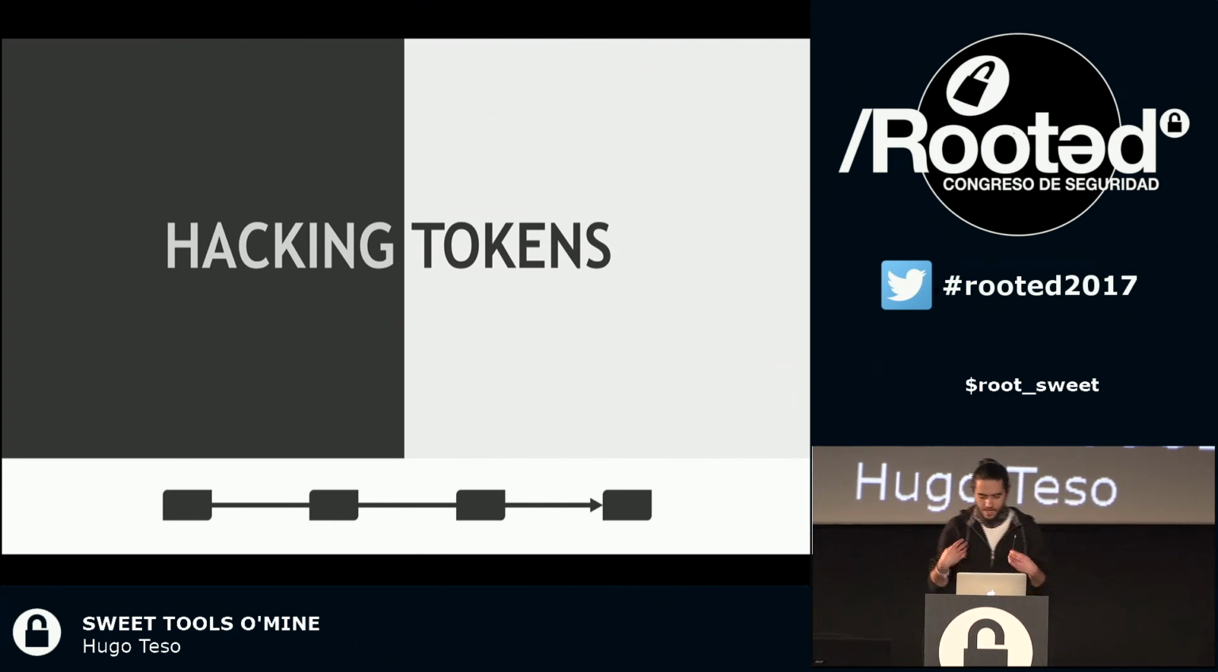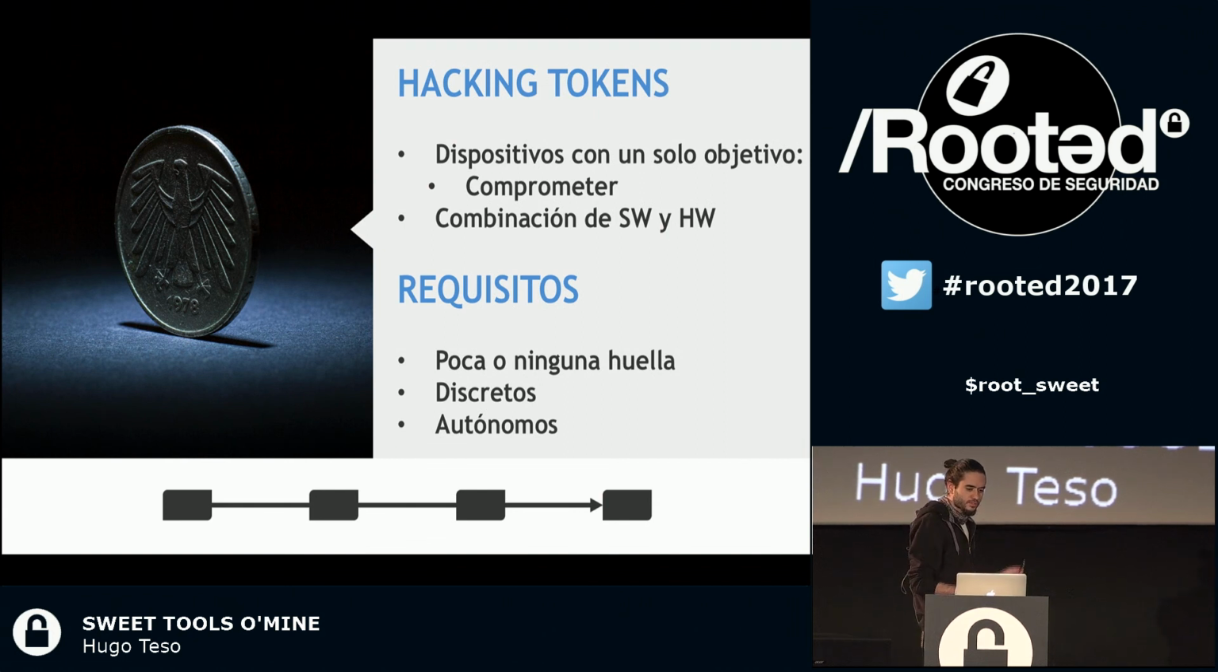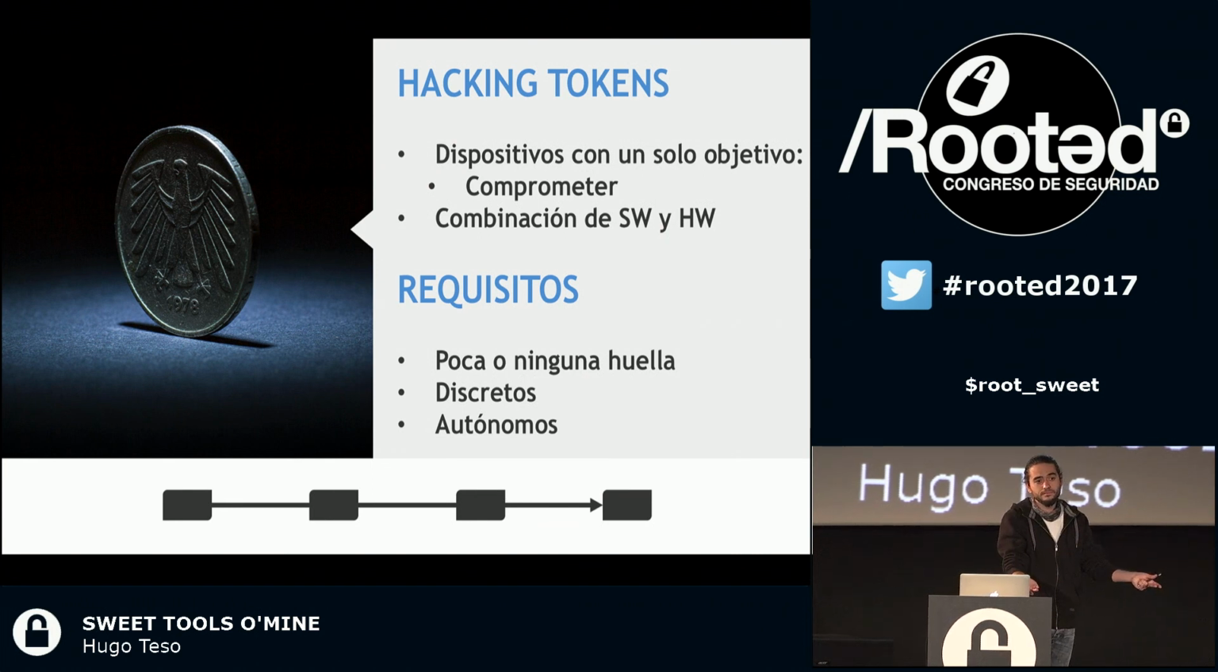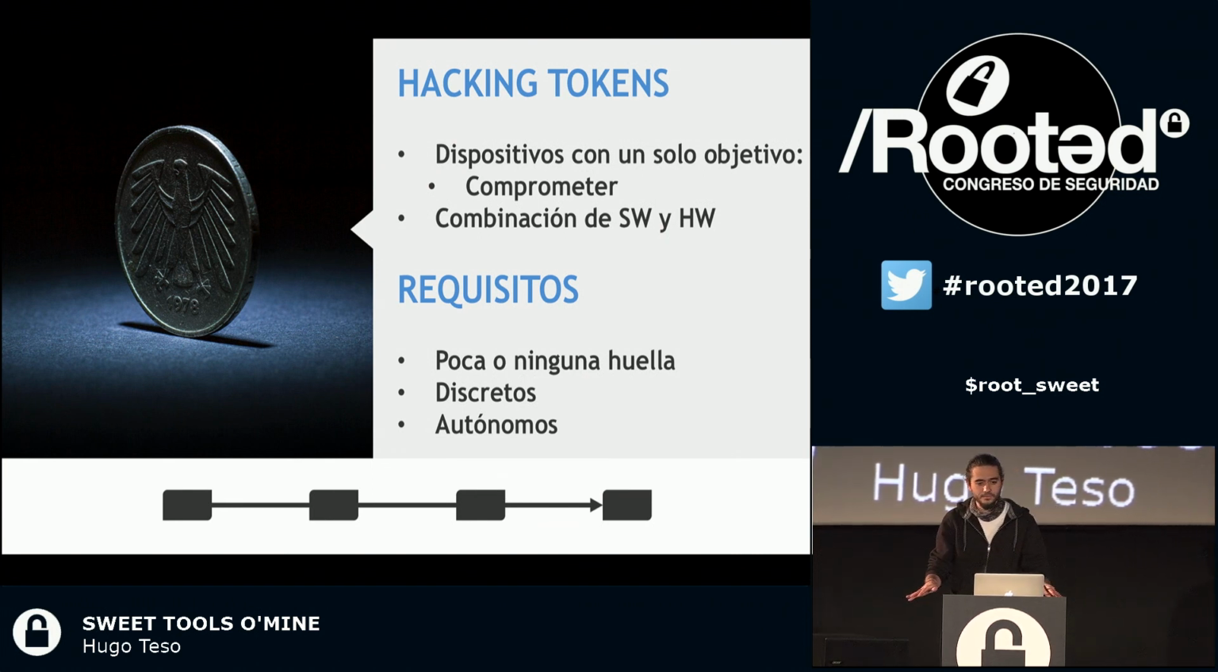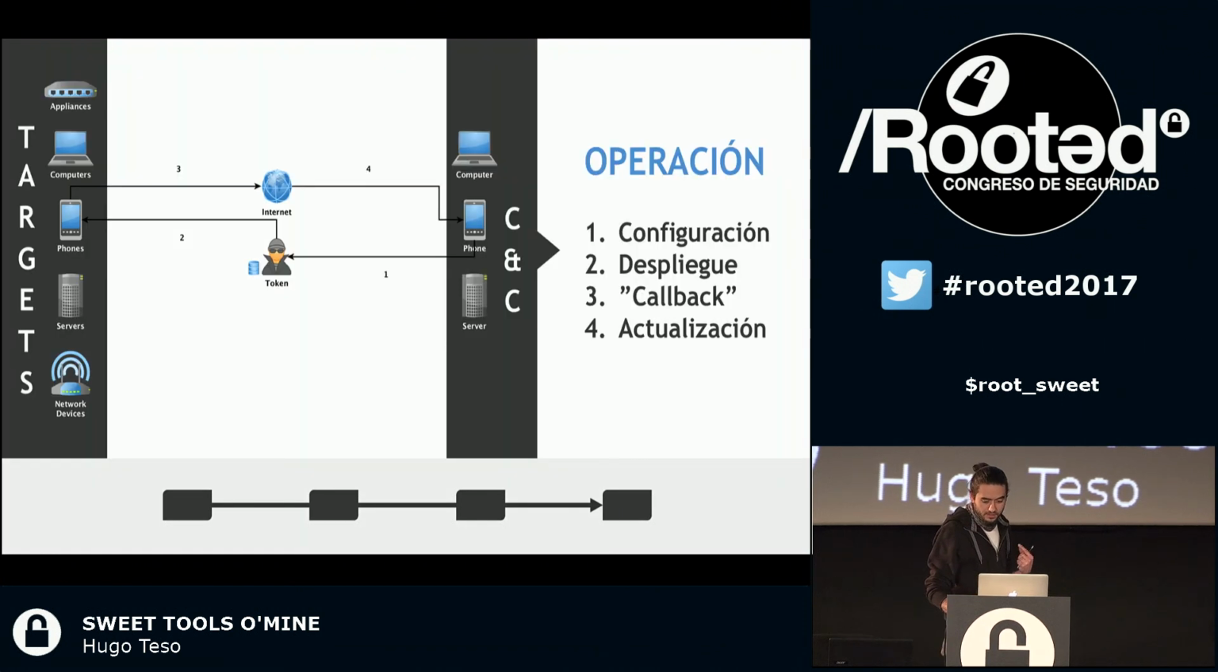And now, hacking tokens. What are hacking tokens for me? Because I just made that up. So these are devices with a single objective, that is to say, compromising a target. That's it. No more than that. And it's a combination of software and hardware. So hardware is also specific for these hacking tokens. And what are the requirements? They may have little unknown fingerprint, and be discreet and autonomous. We just don't want them to have lots of wiring. They have to be just autonomous.